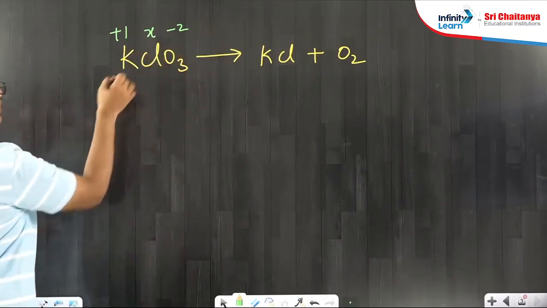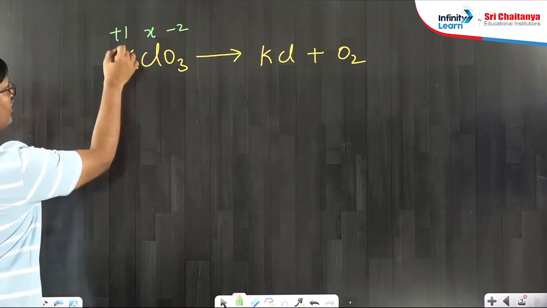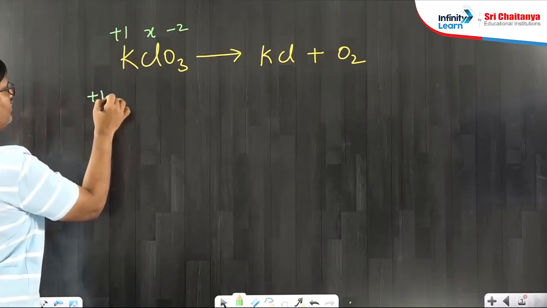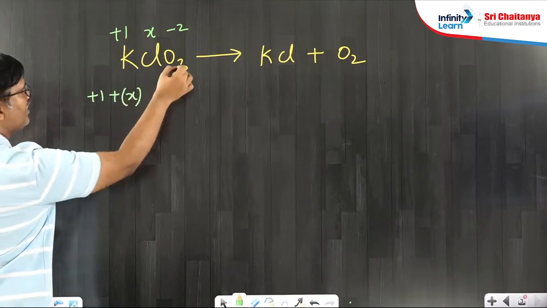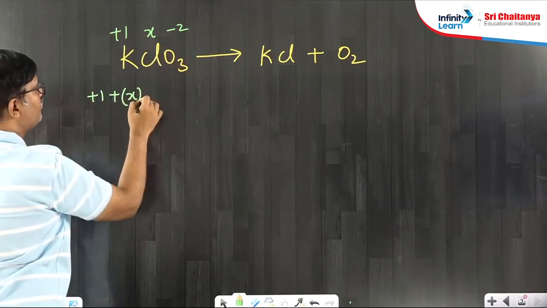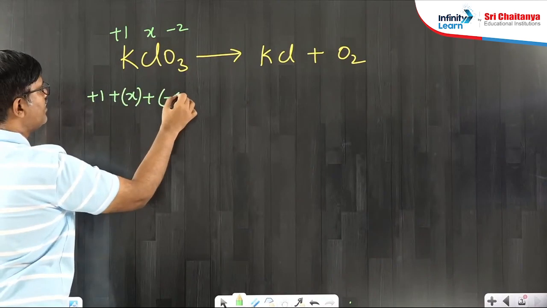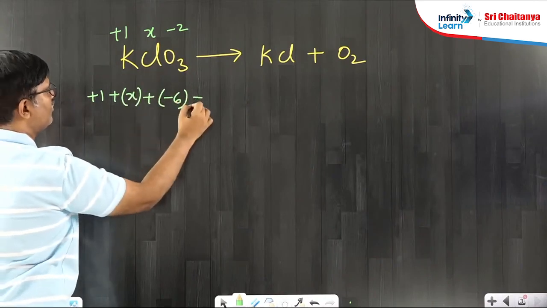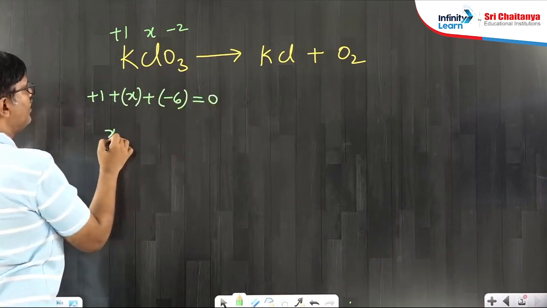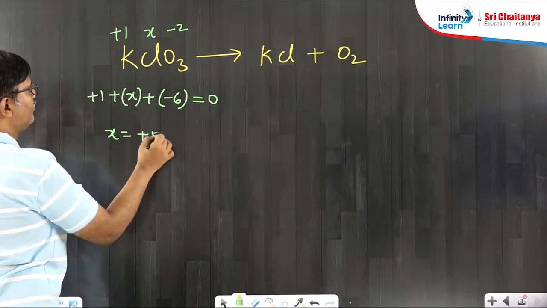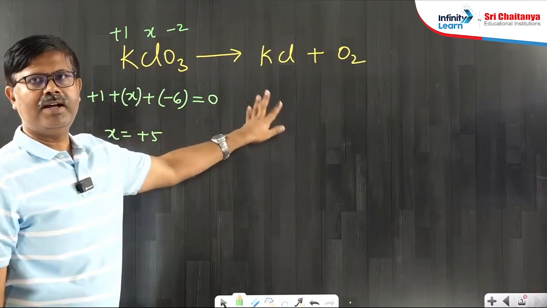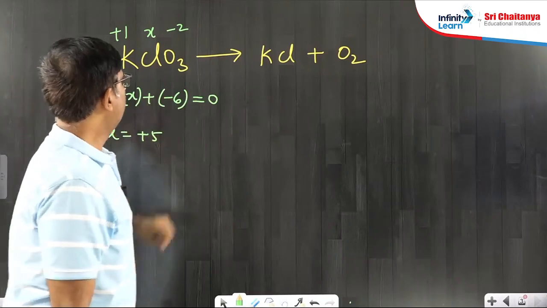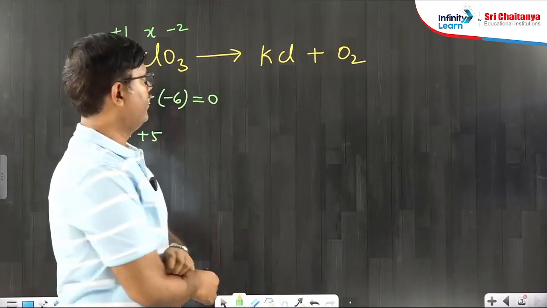So, what is the total sum then? 1 potassium, 1 into +1, +1. 1 chlorine, 1 into X, X. 3 oxygens, 3 into -2, -6. Overall charge is 0. So, what is the X you are getting? +5. X you are getting: -6 plus 1 is -5. When you take that side, +5. So, chlorine oxidation state is +5.